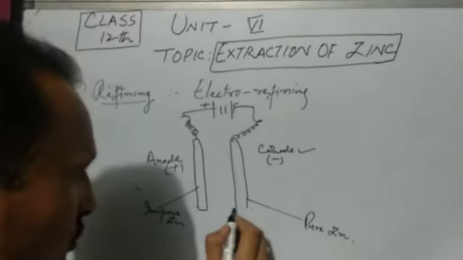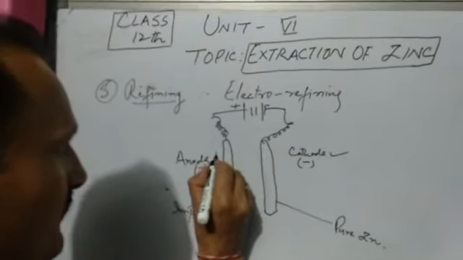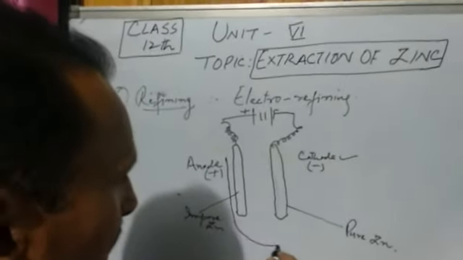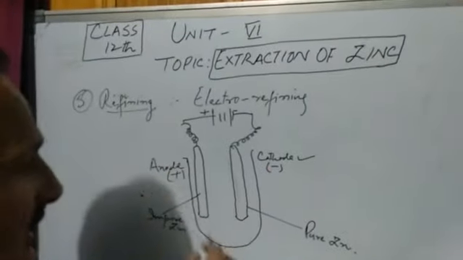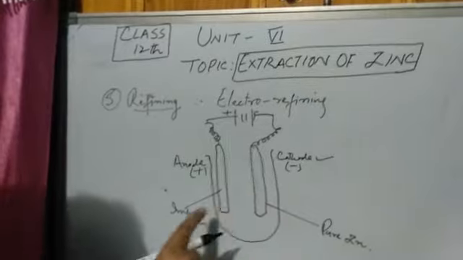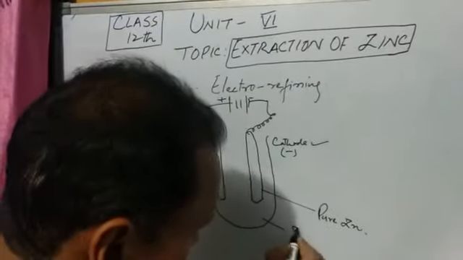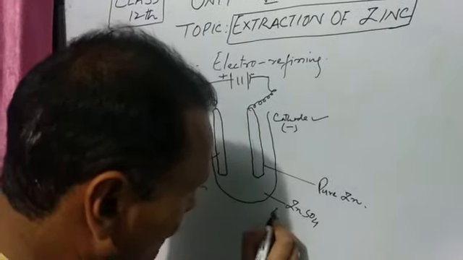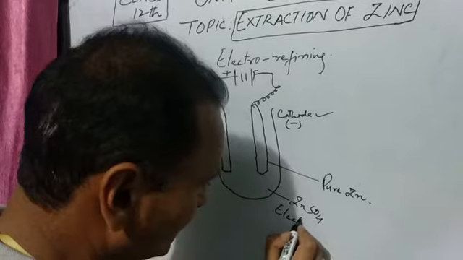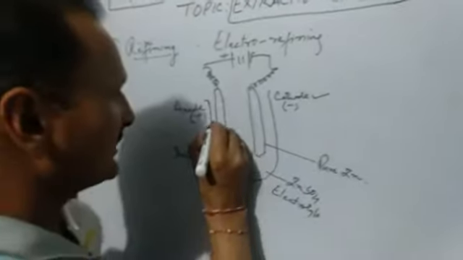Now these two electrodes are dipped in a container which contains the salt of the same metal which is to be purified, that is zinc. So we put here ZnSO4, that is the salt of zinc, as electrolyte. This is the electrolyte. This is zinc sulfate in it.